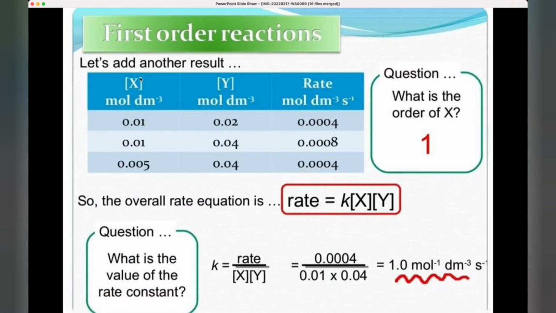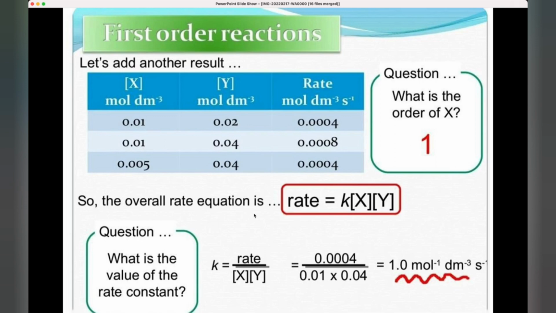Now we will add another result to this. You can see three concentrations given here. X is 0.01, the same in these two cases. Here y gets doubled, and here also the rate gets doubled. And what is the order of x? Here what will be the order of x? It is 1. So here in the third case, the concentration of x is 0.005. It is halved, and y is the same, and the rate of reaction is 0.0004.